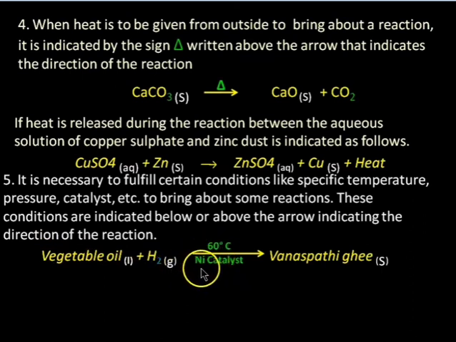Vegetable oil combines with hydrogen at 60 degrees Celsius temperature in the presence of catalyst nickel. It gets solidified and vanaspati ghee is formed.